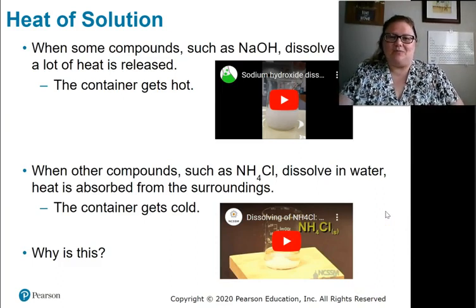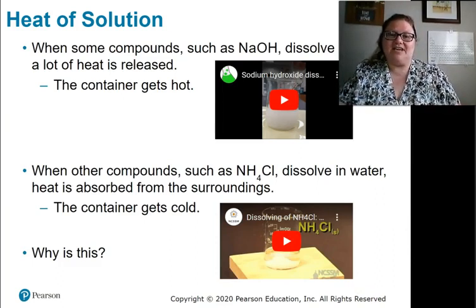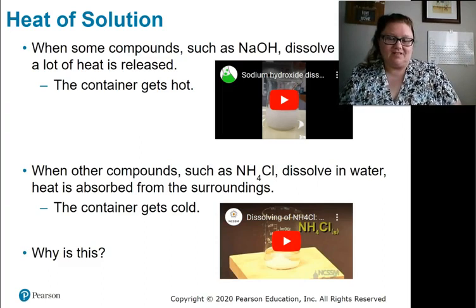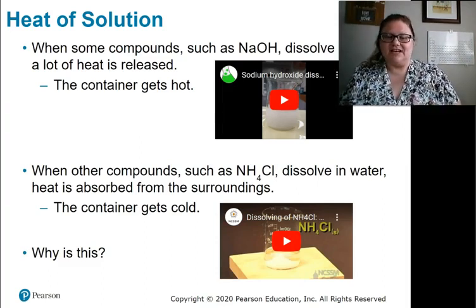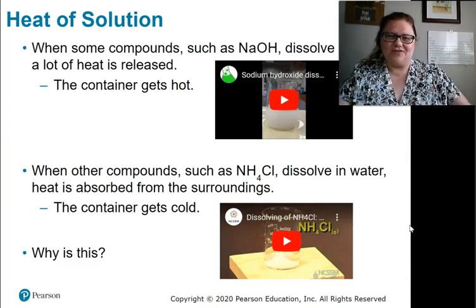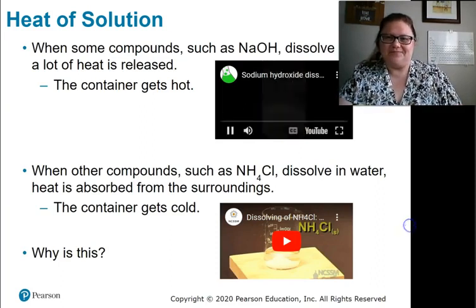Down here we have other compounds like ammonium chloride. When that dissolves in water, heat's absorbed from the surroundings, and so the container itself gets cold. And this is a little trickier for students to comprehend, so definitely check out that video. I'm not going to give it away. You'll see, it's really cool. But here we go. Why do these two instances occur? Let's take a look what else we have in the slideshow.